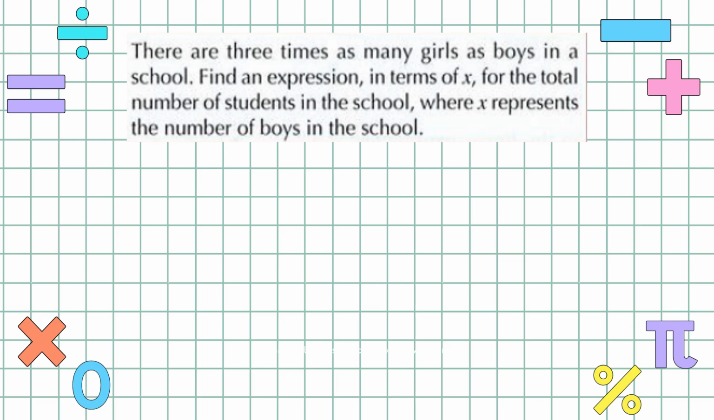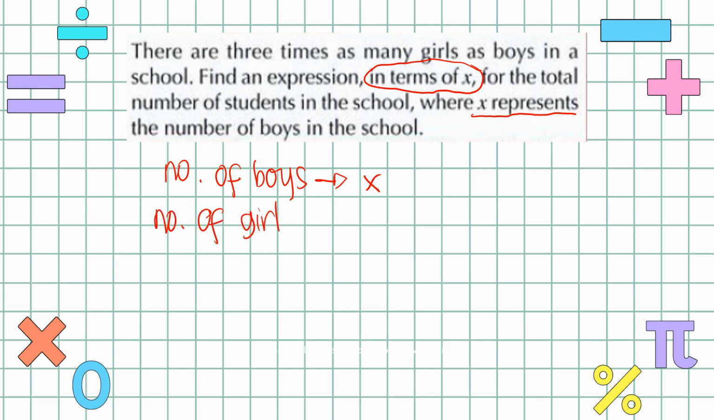Okay, so basically here, we are looking for an expression, and that will be expected to be in terms of x since our given information are just variables, where x represents the number of boys. So let's say the number of boys is represented by x, but what about the number of girls? Let's go back to the statement in the problem. There are 3 times as many girls as boys in a school. So that means the number of girls is 3 times the number of boys. So if our number of boys is x, then the number of girls will be 3x.